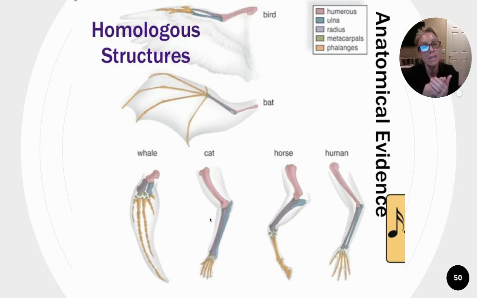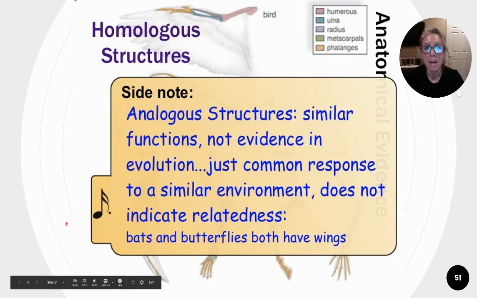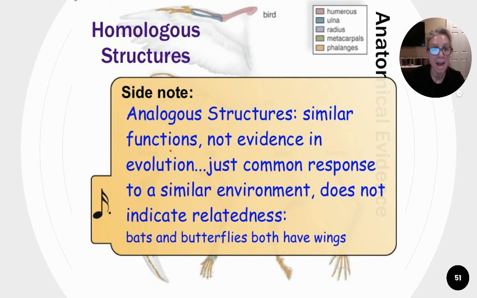If we have the same anatomy, then we probably have the same DNA to code for that similar bone structure, which means we probably have a common ancestor. Now, do not be fooled by analogous structures. Analogous structures, and here I will show you, are similar in function. This is not evidence of evolution. It just means you're in the same environment, and so you have to deal with moving through that environment or living in that environment in the same way.